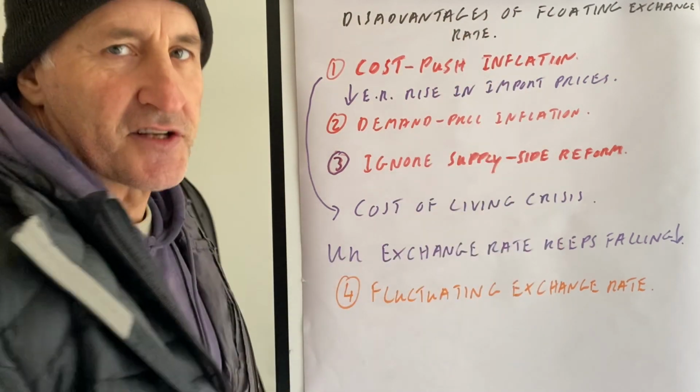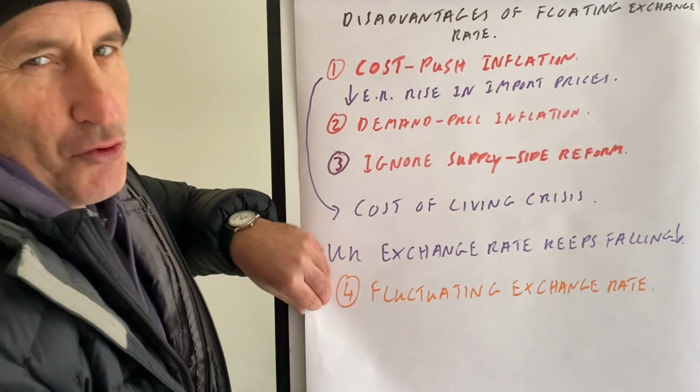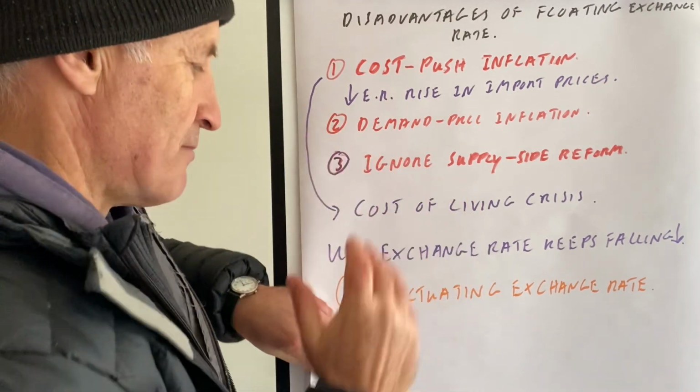Okay, and then we've got the disadvantages: cost-push inflation, could be demand-pull inflation, and actually it's all about the supply side anyway. That is the most important thing. Next up.